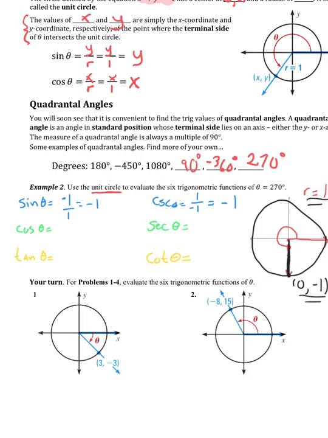Okay. For cosine, its x value is 0, and the radius is 1. 0 divided by 1 is just 0. The reciprocal would be 1 divided by 0. The radius is 1. The x value is 0. And that is undefined. We cannot have a denominator of 0.